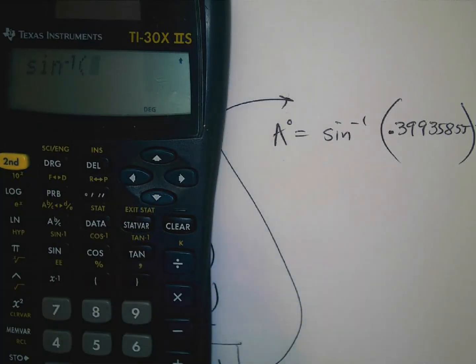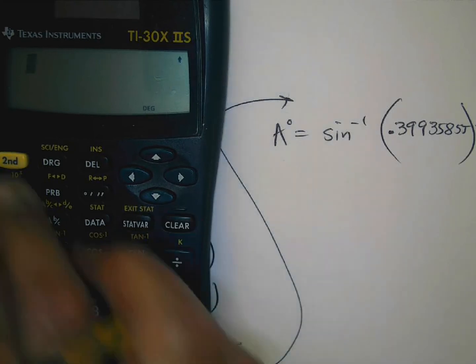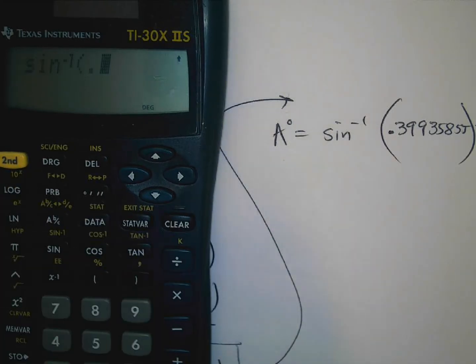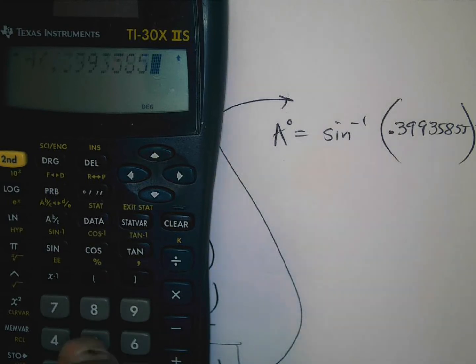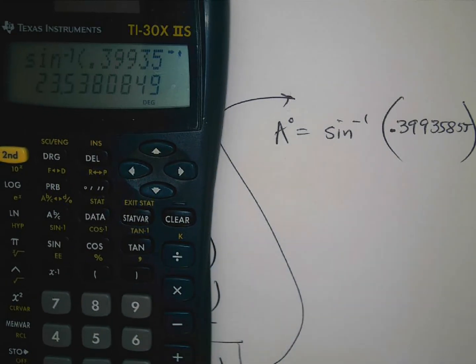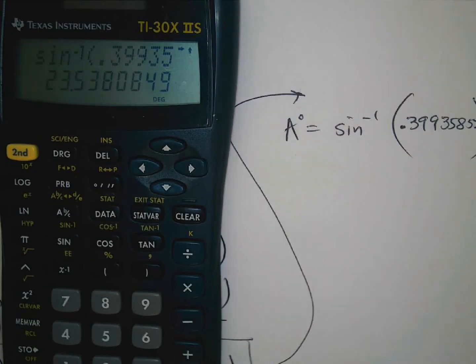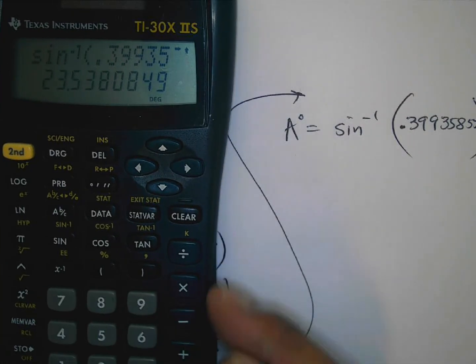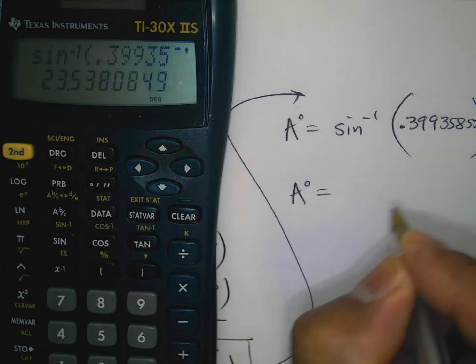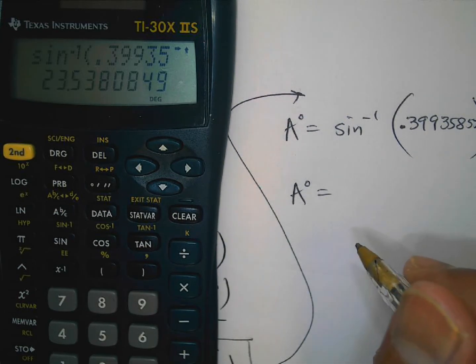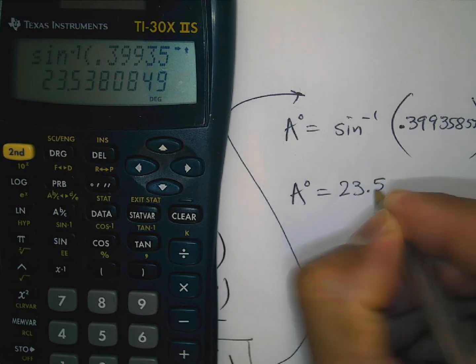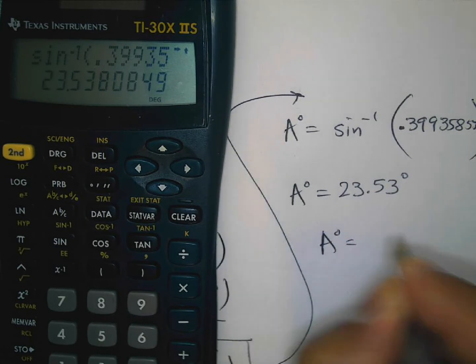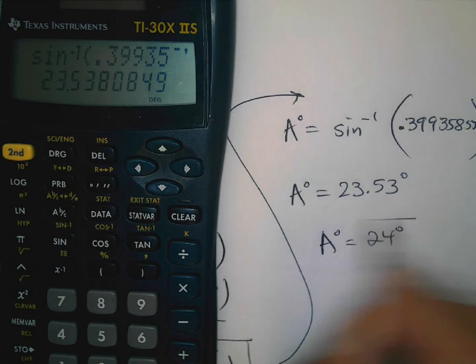Second function, sine inverse of 0.3998. Oh, no. Sine inverse of 0.399,358,557. I get 23.53. Okay. The answer says 24 over there. I'm close enough. 23.53. The answer says 24. That's okay. It's close enough.